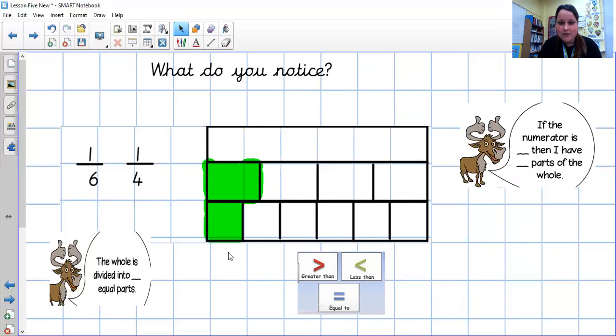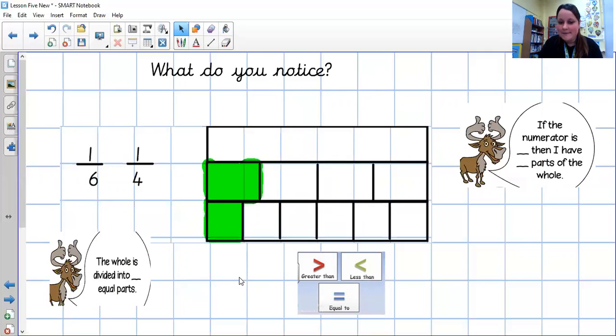So hopefully you can see that my whole has stayed the same each time. I'm interested in one of those equal parts each time, because we are learning and focusing on unit fractions. But my denominator, how many equal parts I've divided my whole into, has changed. In the first example, I've divided my whole into 4 equal parts, and in the second example, I've divided my whole into 6 equal parts.